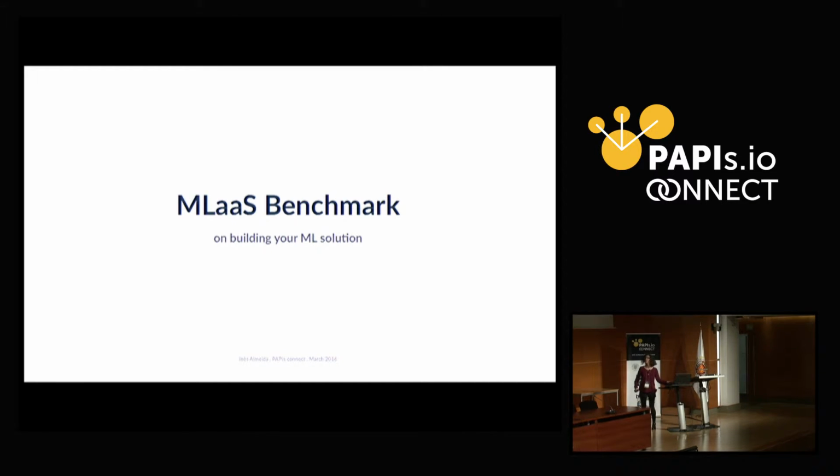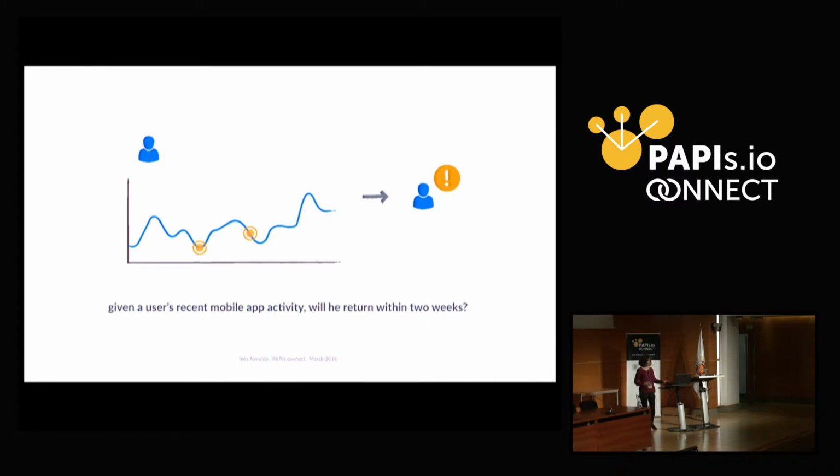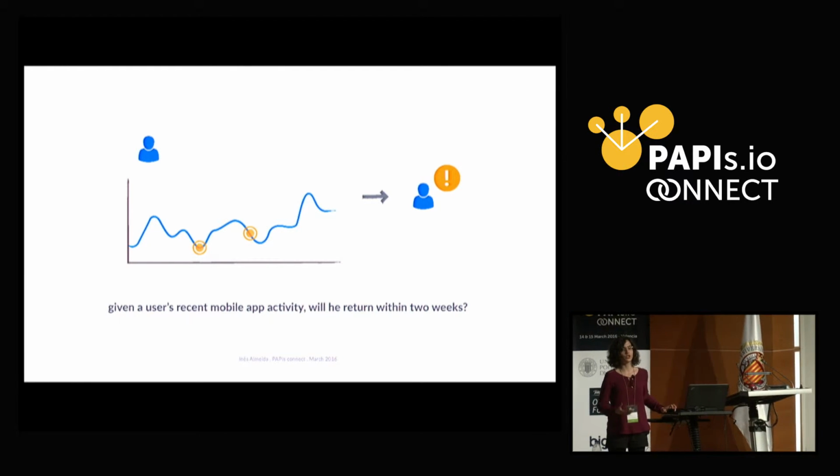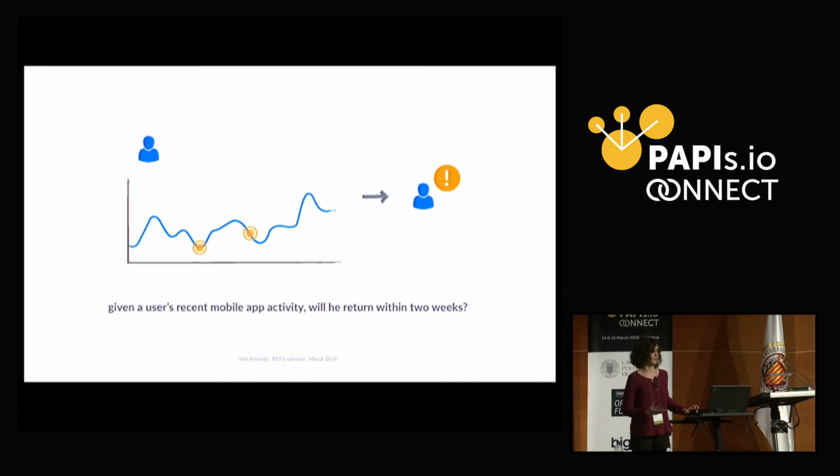Liquid is a mobile app analytics and engagement platform. We collect data from app usage and provide that data to our customers, who are the app owners. At the time, we were trying to solve a very specific problem, that of churn prediction. Based on a user's recent activity in a certain mobile app, is the user going to return within 2 weeks' time? So we wanted to use machine learning to predict whether or not the user would return based on their recent activity.